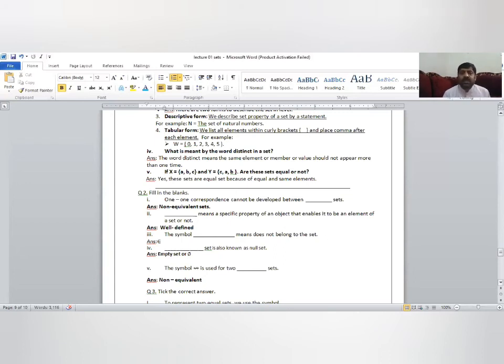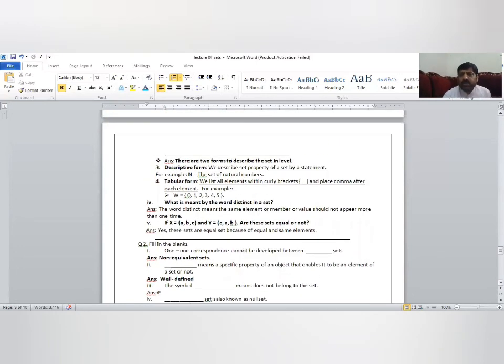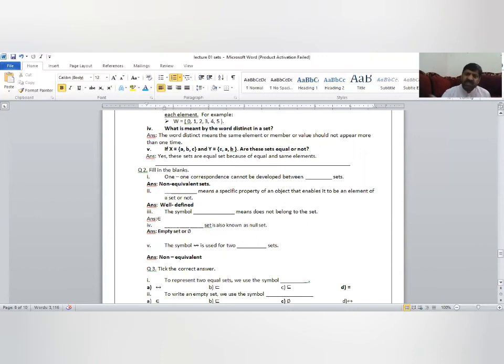Dear students, here I have question number 4. In question number 4, we are asked, what do you mean by distinct? Very simple. Distinct means individual, different, or no same element will come more than one time. It will not come two times. That is the meaning of distinct.